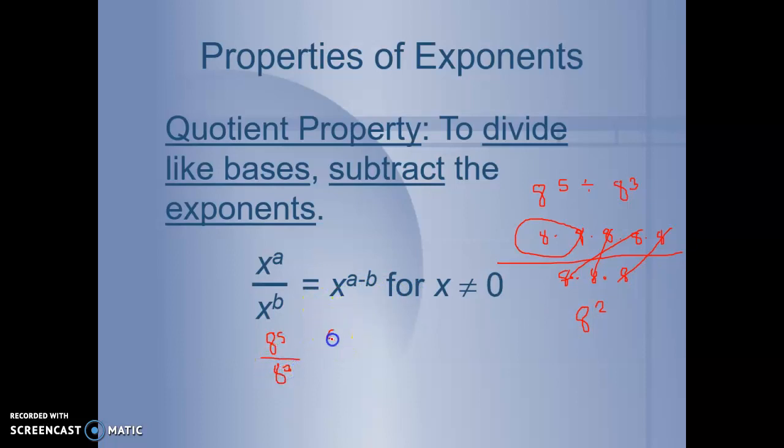A shortcut would have been to write it this way. Common base, 8. Subtract our two exponents, 5 minus 3. And that gives us 8 to the second power. Now, if you wanted to, you could write out your 8s every time like I did, but some of these are going to get pretty long, so your quotient rule is going to save you some time.